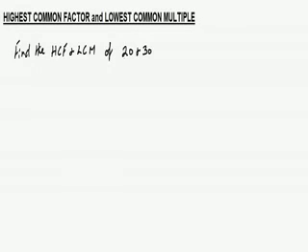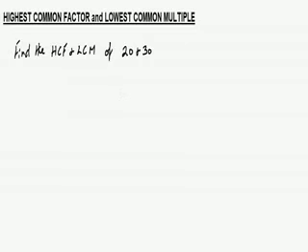Okay, and the lowest common multiple. So the smallest number that 20 and 30 will both go into. Okay, so for example, I know that 20 and 30 will go into 120, but is that the lowest number that 20 and 30 will go into?